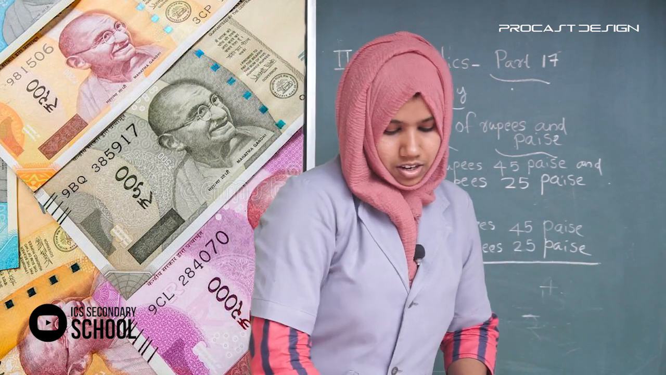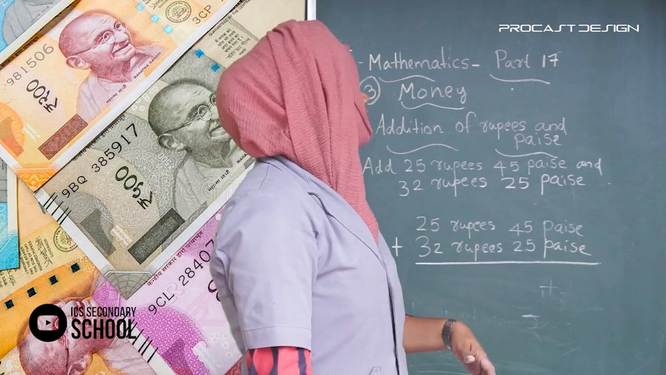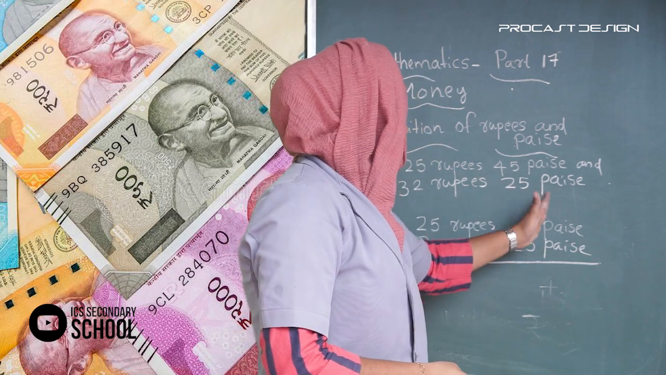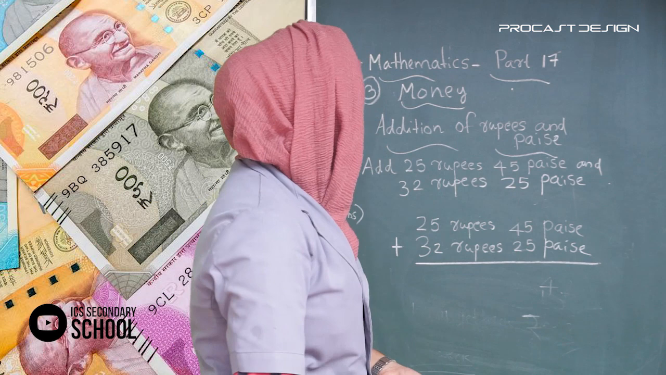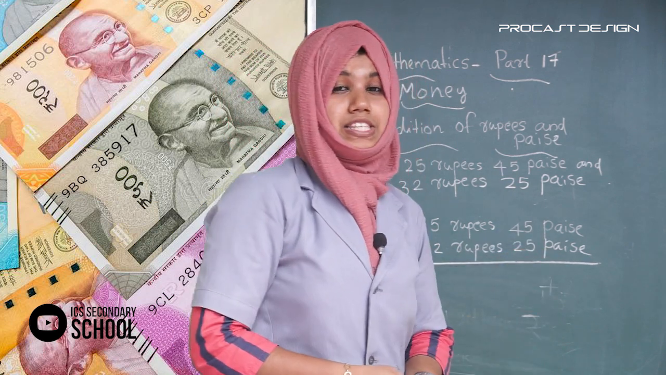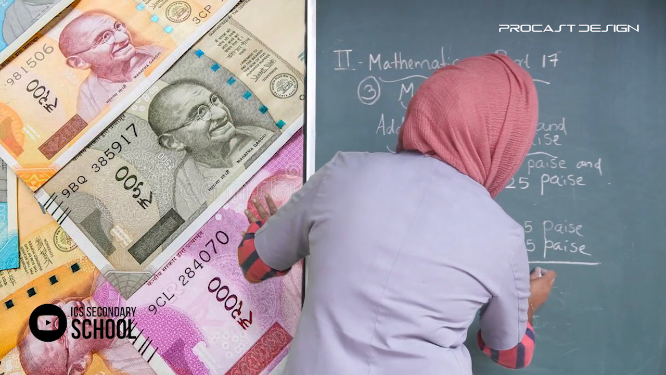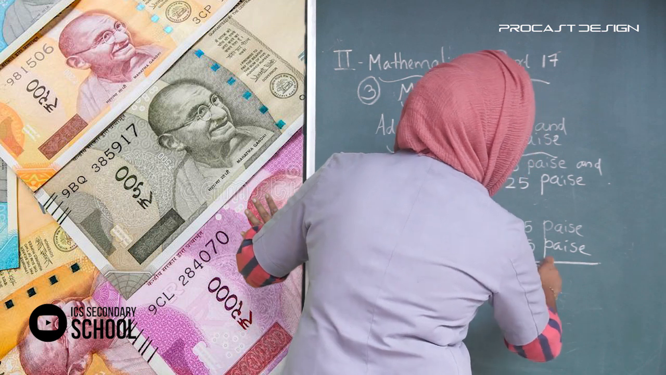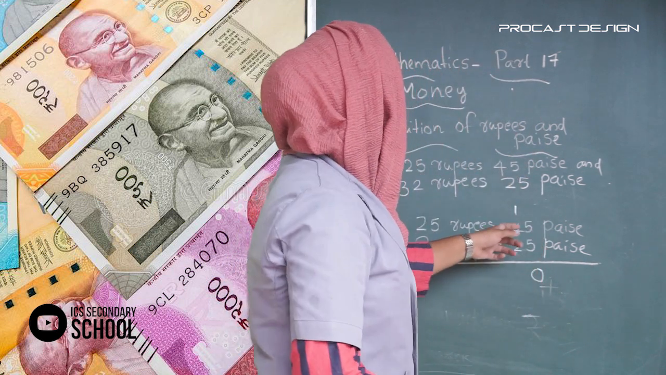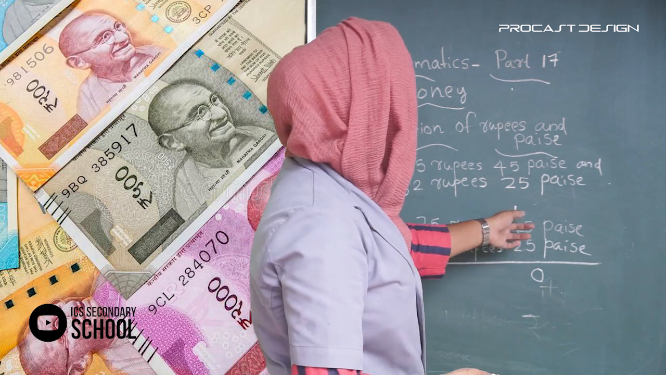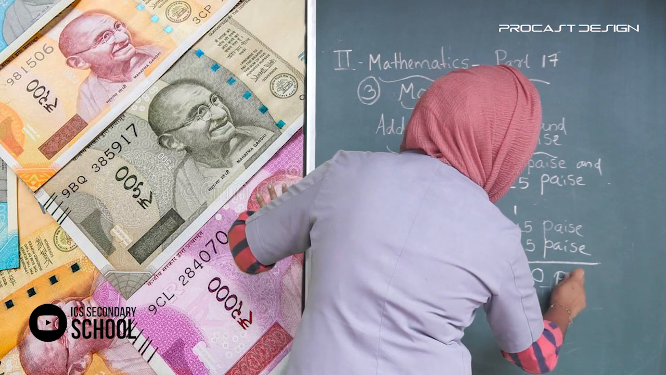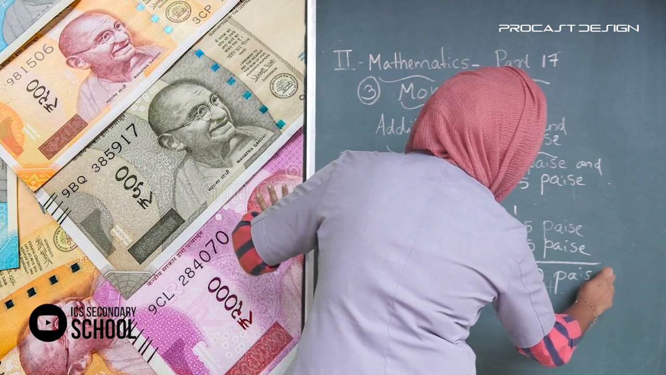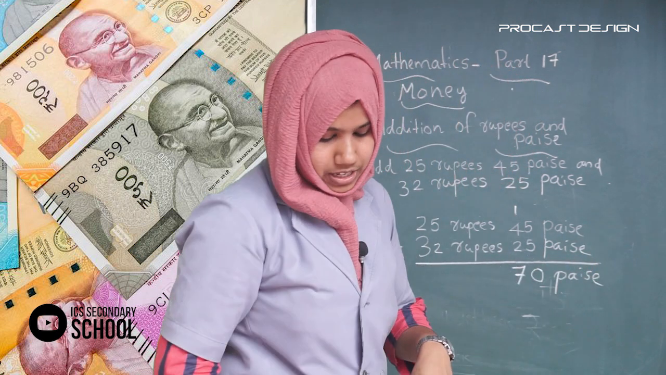Okay, so here first we add the paise column. 5 plus 5 is 10, we carry 1 here, and 4 plus 2 is 6, 6 plus 1 is 7, 70 paise.